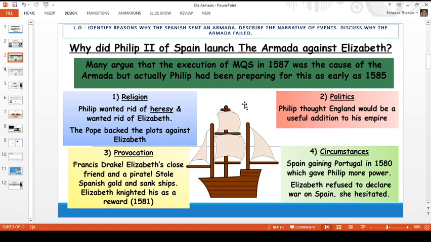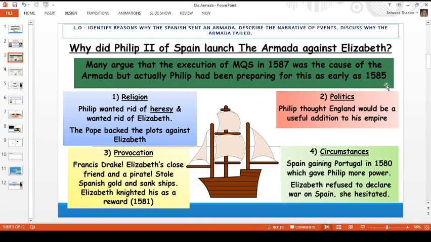In addition, you could argue that Philip might have launched the Armada because he was so cross that Elizabeth had executed Mary, because Mary was a Catholic and Philip was a Catholic as well. But actually, that's just a little bit of an excuse. That's not the genuine reason why Philip launched the Armada. How do we know this?